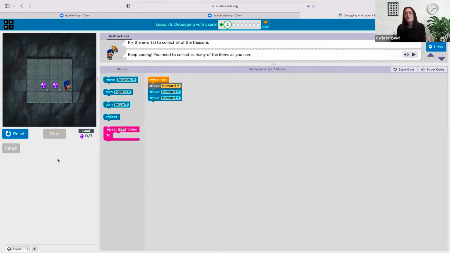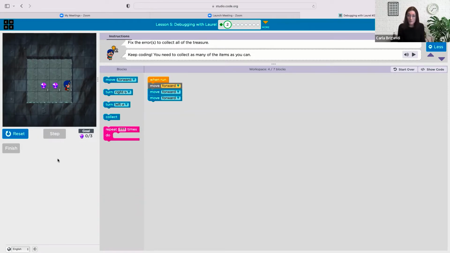Oh, whoa. Laurel got there really quickly. If this were a race, I think Laurel would win. But I don't think that Laurel's objective is to get to the end very quickly. What is her objective? Her objective is supposed to pick up the jewels. So what happened? Laurel ran right past all the jewels.